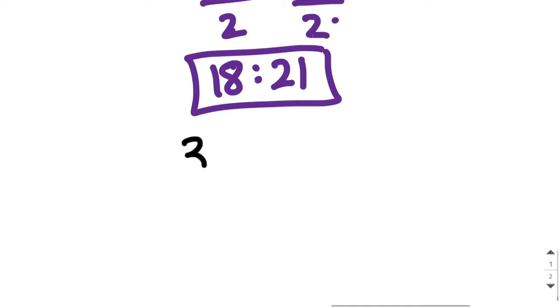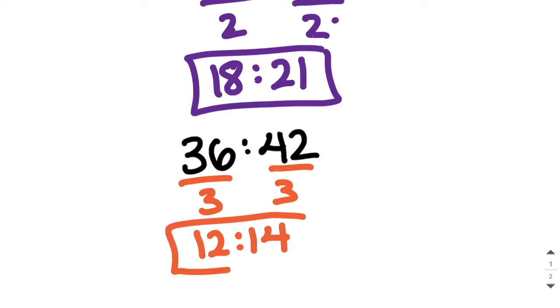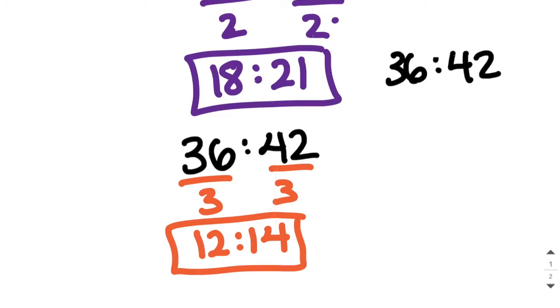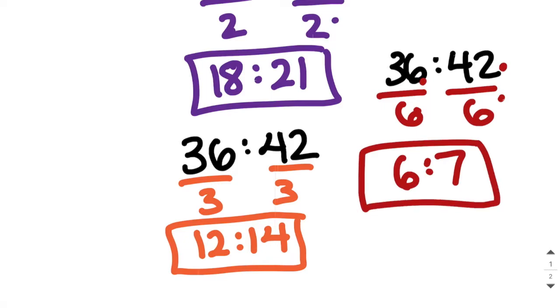And I could have a lot of correct answers. 36 to 42, they're both divisible by 3, for example. So I could divide them both by 3. And I would end up getting 12 to 14. So this is another equivalent ratio. And then I can also, in fact, divide them both by 6. So 36 divided by 6 is 6, and then 42 divided by 6 is 7. So all three of these are examples of equivalent ratios.